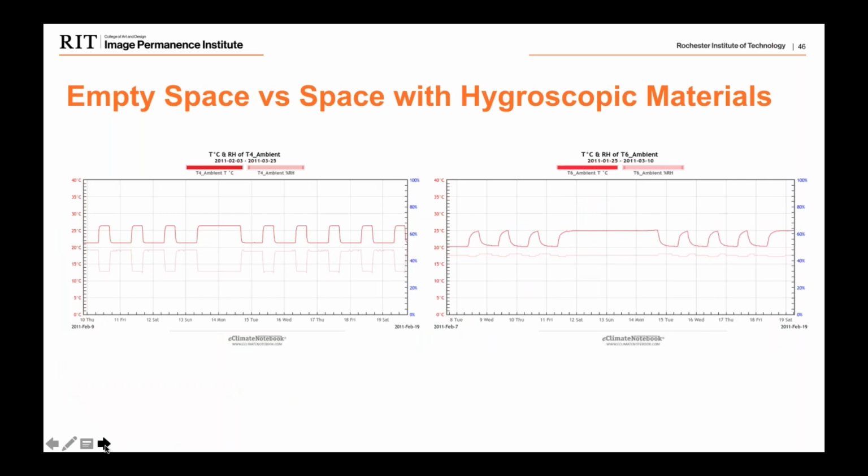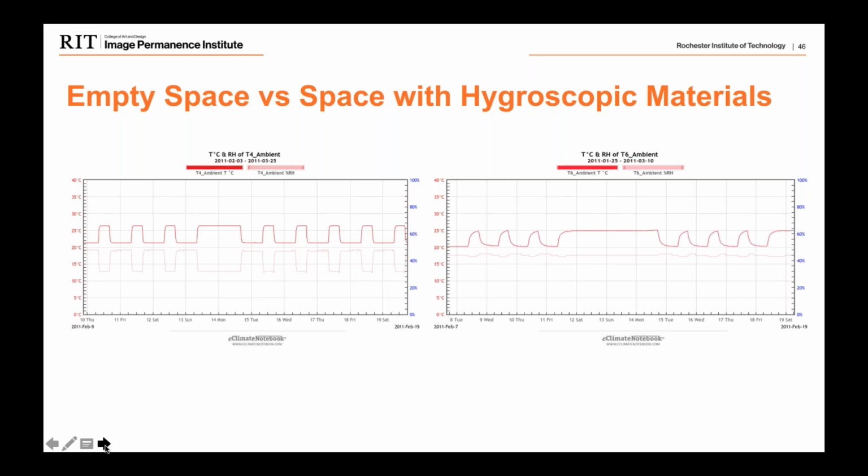So next, the data that I'll show on this and the next slide come from experiments done on a contained or sealed space. But what they're illustrating here is that if you have an empty space, which is illustrated by the darker red line, and it has these changes in temperature and relative humidity, versus if you have a space that's full of hygroscopic materials.